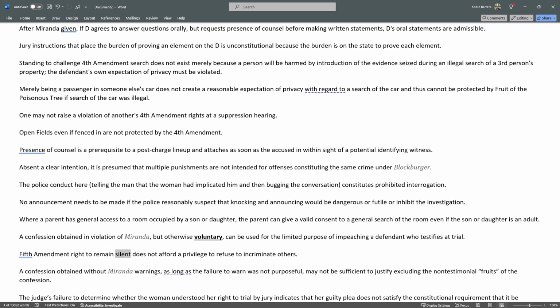Fifth Amendment right to remain silent does not afford a privilege to refuse to incriminate others. A confession obtained without Miranda warnings, as long as the failure to warn was not purposeful, may not be sufficient to justify excluding the non-testimonial fruits of the confession.